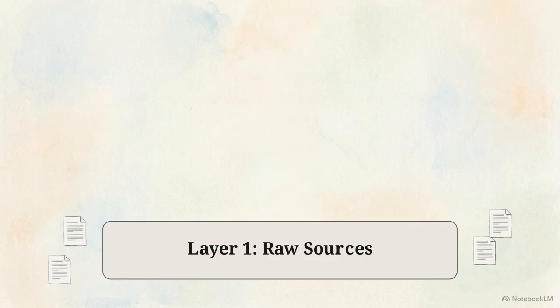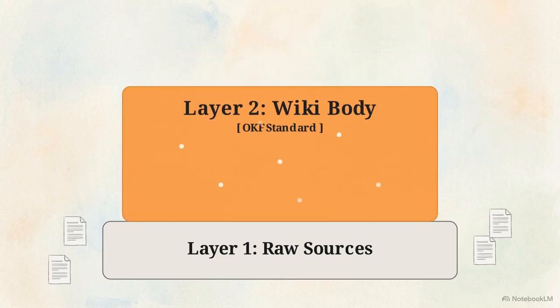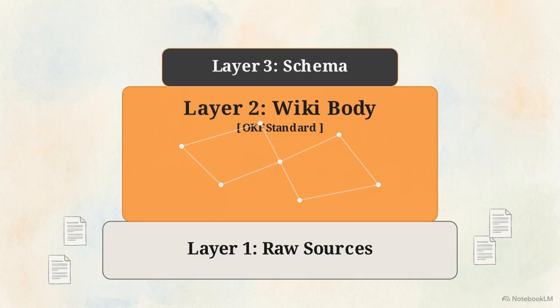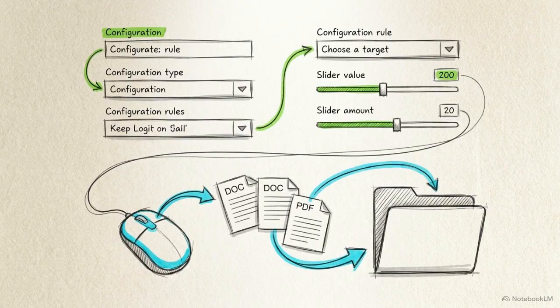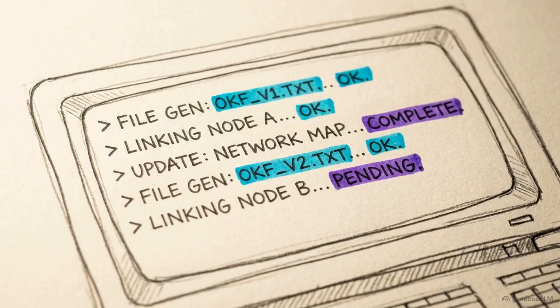At the foundation is Layer 1, raw sources. These immutable inputs are never altered. Above that is Layer 2, the wiki body, a central repository of interlinked pages generated entirely by the LLM. The top layer is the schema, dictating the agent's operational rules. By organizing the system this way, human curation is isolated to the bottom layer and top rule set. The LLM autonomously maintains the massive interconnected data layer in the middle.